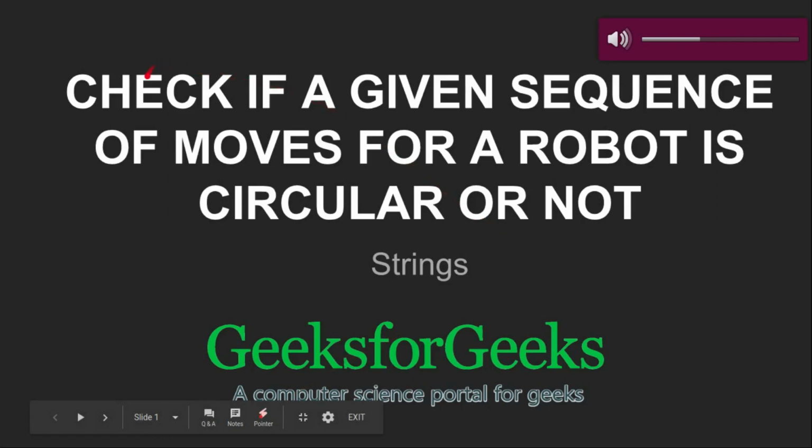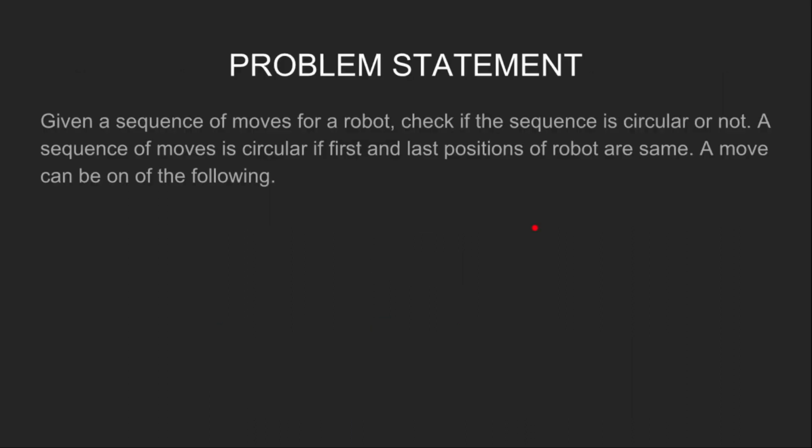This is a video tutorial on how to check if a given sequence of moves for a robot is circular or not. Given a sequence of moves for a robot, check if the sequence is circular or not. A sequence of moves is circular if the first and the last position of the robot are same.